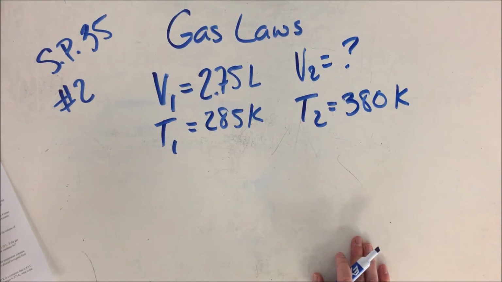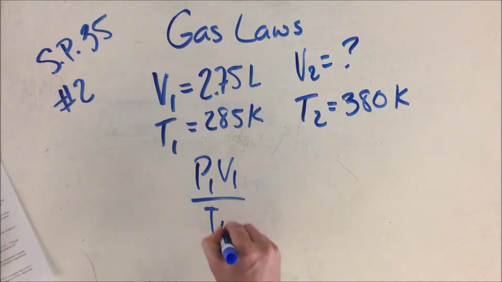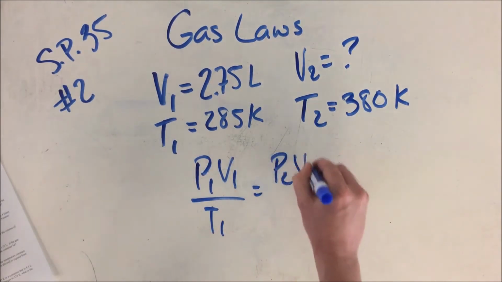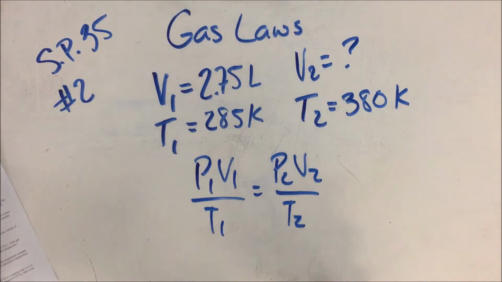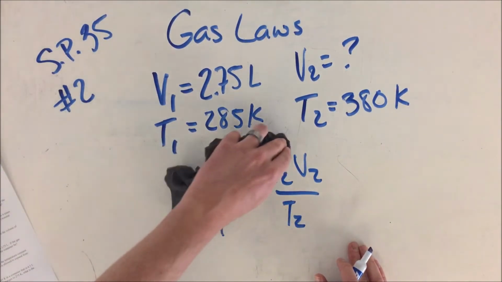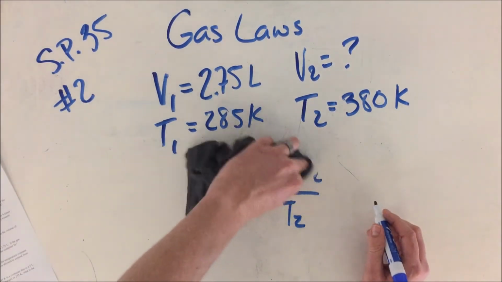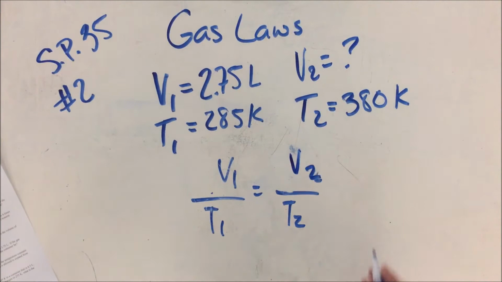Notice, for this, we're not talking about pressure. So we had P1V1/T1 equals P2V2/T2. And like I instructed you before, just get rid of pressure. So ultimately, we're left with this, and what they want us to solve for is V2.